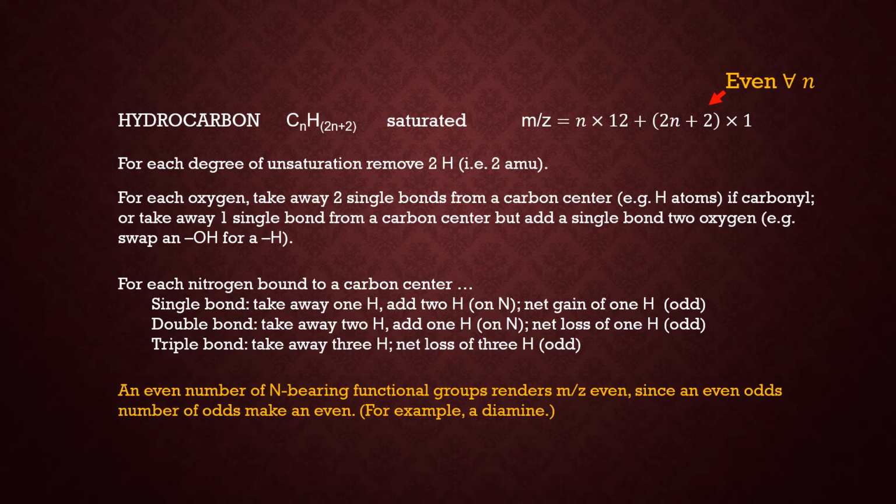If I have an even number of nitrogens on the carbon skeleton, the 2 odds created by each of the nitrogens essentially become an even. So if I have an even number of nitrogens on the carbon skeleton, I get the even valued M to Z back for the parent ion. So diamine is a typical example.